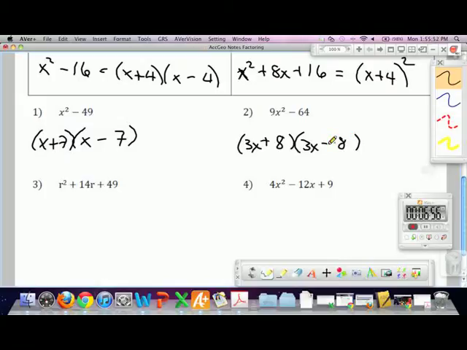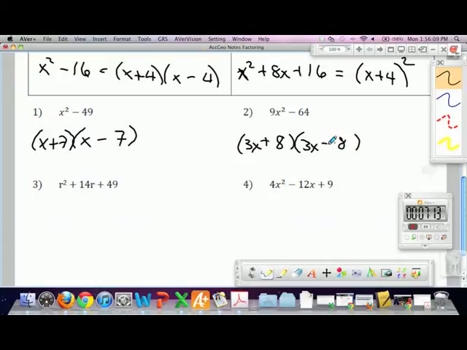Okay. If there's two terms and subtraction, there's a pretty decent chance that it's going to be a difference of two squares. Here's three terms, a trinomial. Can we get these to fit that pattern?